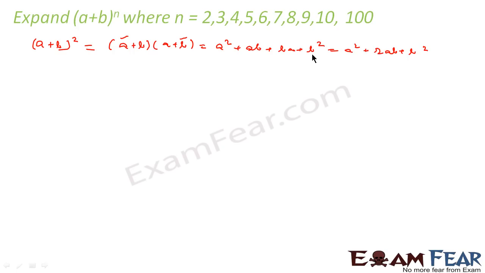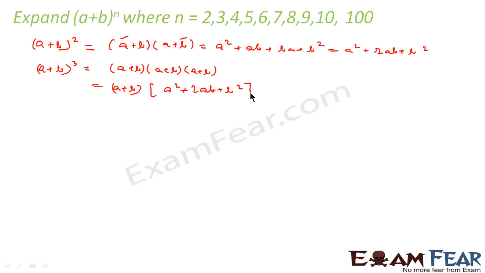This was quite simple. Now if we are asked to find out (a plus b) whole cube, what will we do? We will do (a plus b) into (a plus b) into (a plus b). First we will multiply these two. So what we will get is (a plus b) into this, which we have expanded now, so we can use this: a square plus 2ab plus b square.